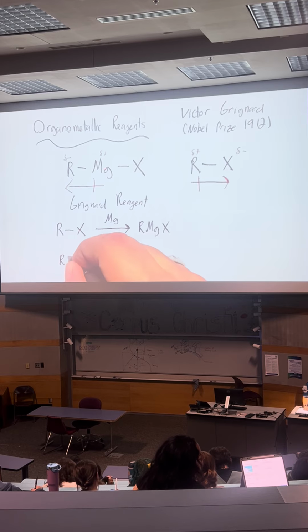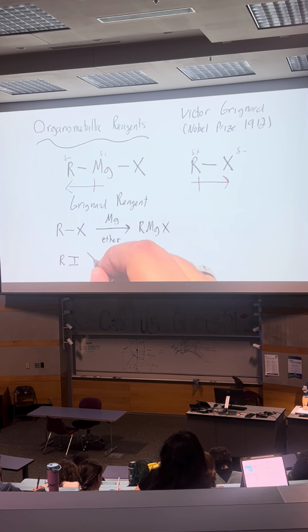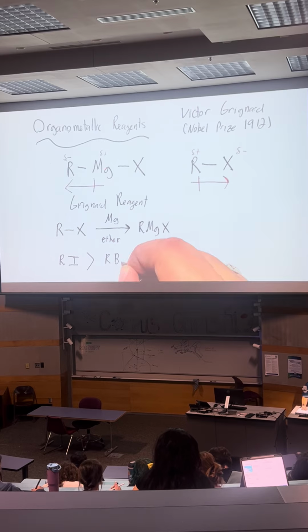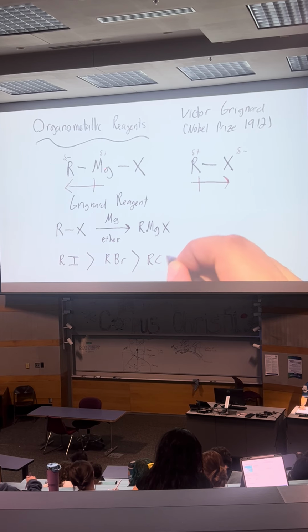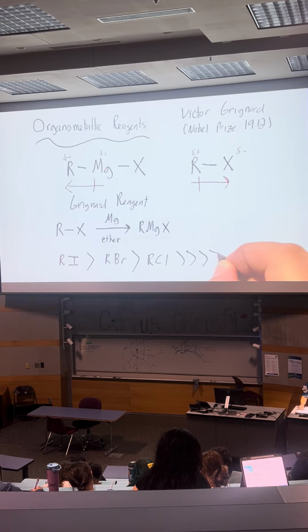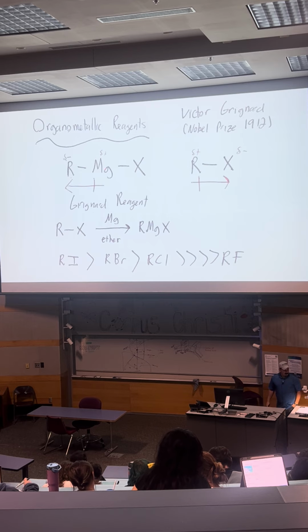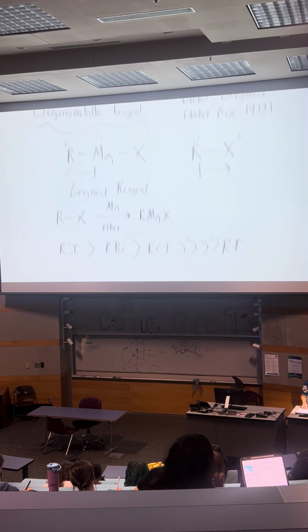And this reaction to form the Grignard reagent works best for alkyl iodides, followed by alkyl bromides, followed by alkyl chlorides, and it doesn't really work very well at all for alkyl fluorides. Right? And so this is fantastic. It means you can do this chemistry very easily.